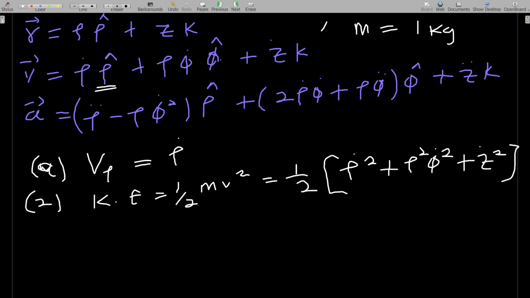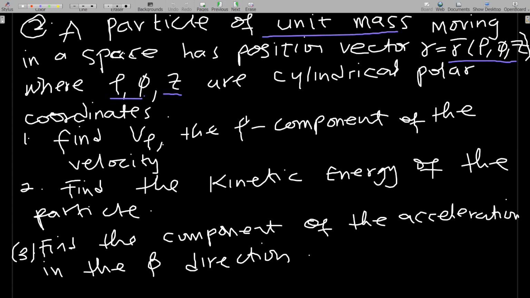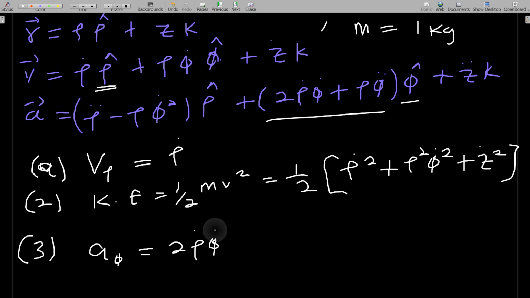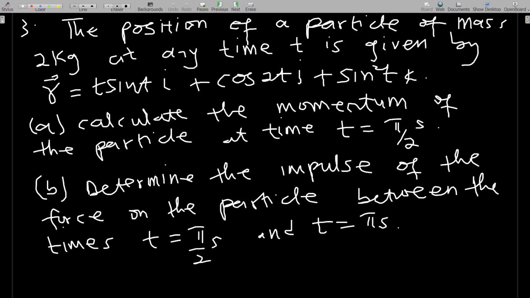And the third question is to find the component of the acceleration in the phi direction. So you come to the acceleration and look through it. Where is your phi? The phi cap is here, so we look at the component there. So the third one, a phi, is equal to 2 rho dot phi dot plus rho phi double dot. That is all. Very simple. These solutions are very, very simple, right? So let's go to the next question.